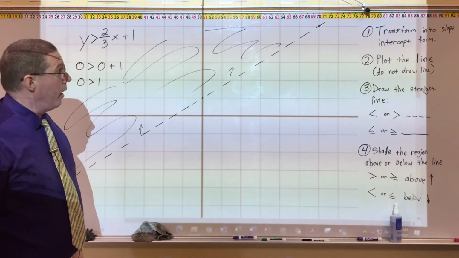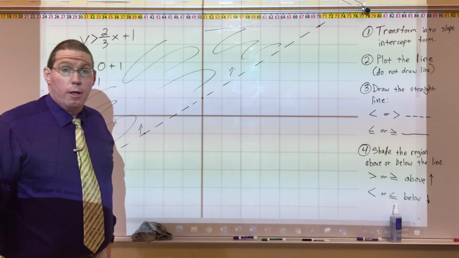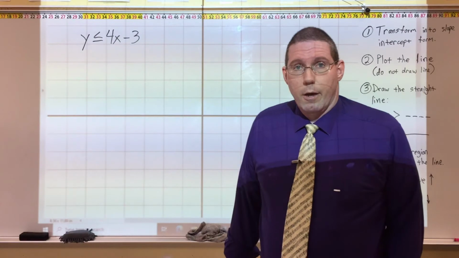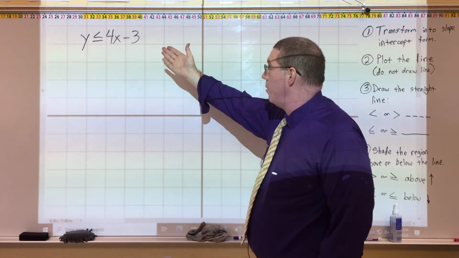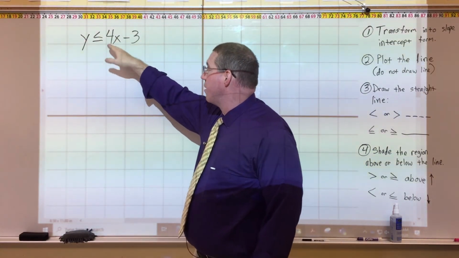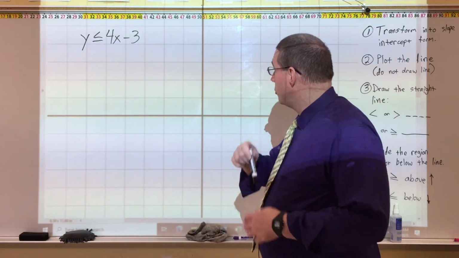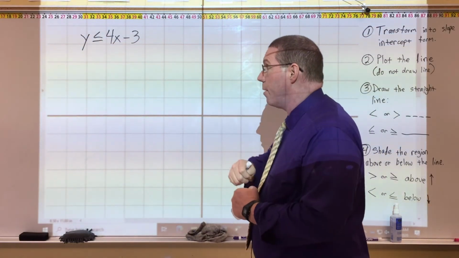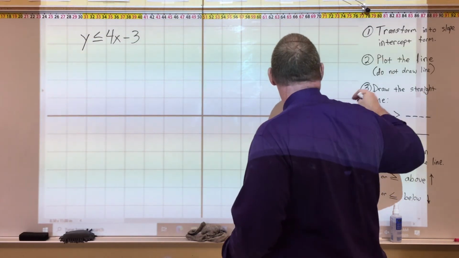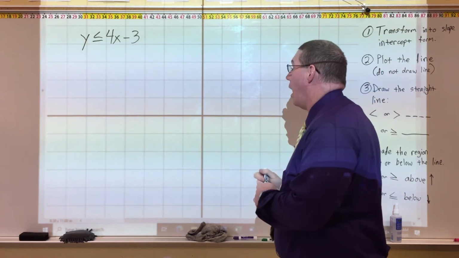Okay? All right. I think we should do at least one more example, and you should feel kind of comfortable. All right. Here's our last example. Let's say that we have y is less than or equal to 4x minus 3. It's already in slope-intercept form. So we're going to go straight to step 2, which is plot the line.